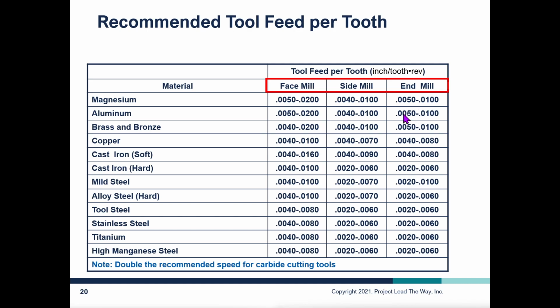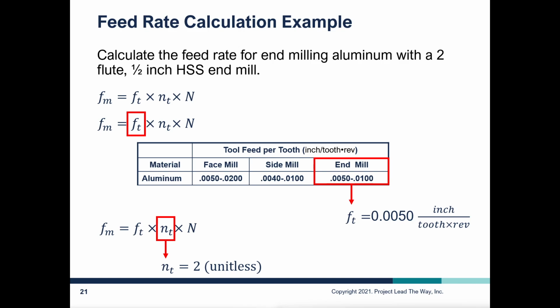And we generally want to be conservative as we start. So we usually will call out our lowest number in this range. You can run anywhere through there. Also notice that if we're using carbide cutting tools, we're going to double our recommended speed. So let's go ahead and do a calculation.